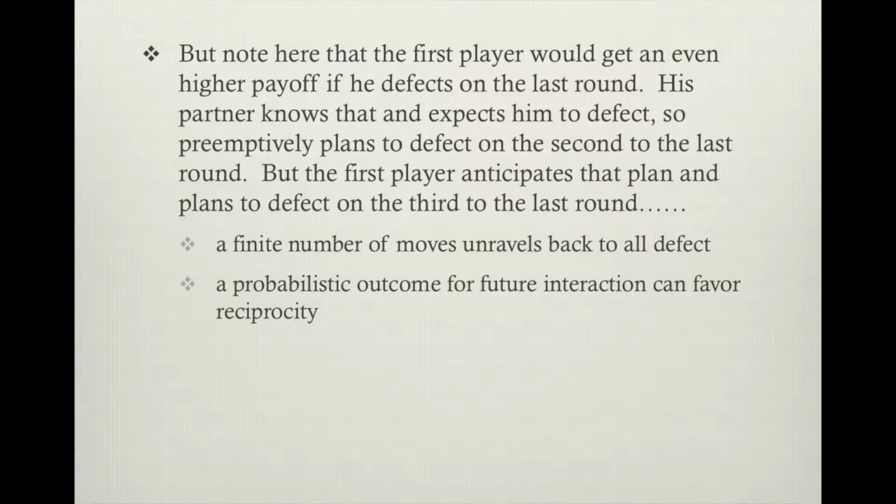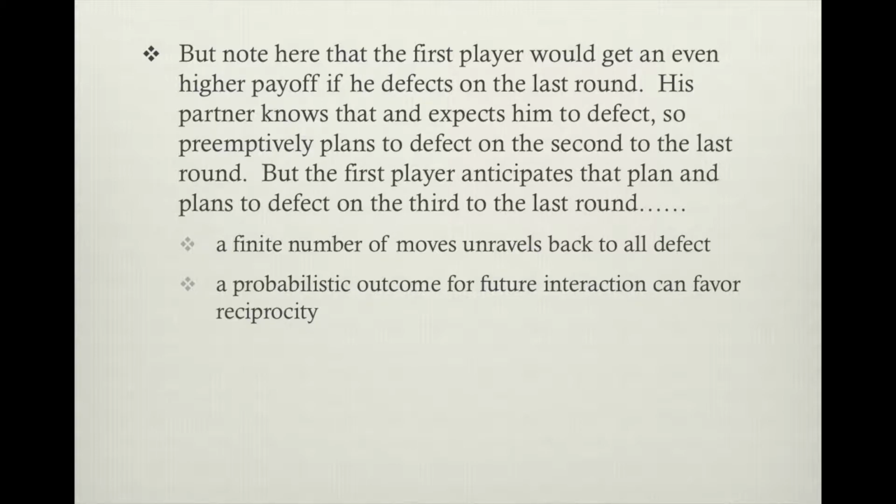The partner knows that and expects that defection on the last round, so preemptively plans to defect on the second to last round. The first player anticipates that plan and plans to defect on the third to last round, and so forth. So if we have a finite number of moves, you're going to play this round for 5 iterations, you're going to play this round for 10 iterations, it will always unravel back to defect, because you're always trying to get one up on your partner.